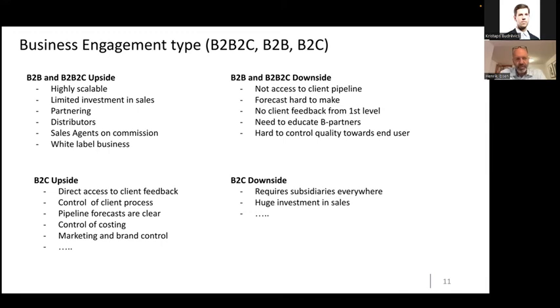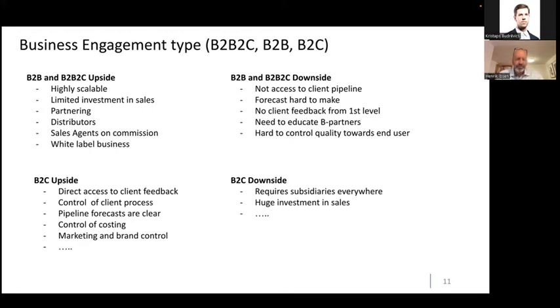So obviously in the B2B area, you have an upside because it's scalable. It's a limited investment in sales because you basically just need to find the distributors. It's a partnering setup, and you can have sales agents on commission, and you can do white label. So these are upsides because all of these are revenue triggers. They are scalable revenue triggers, and they will enable you to go through other organizations faster.